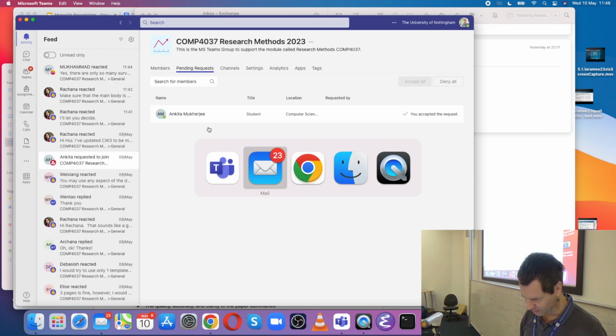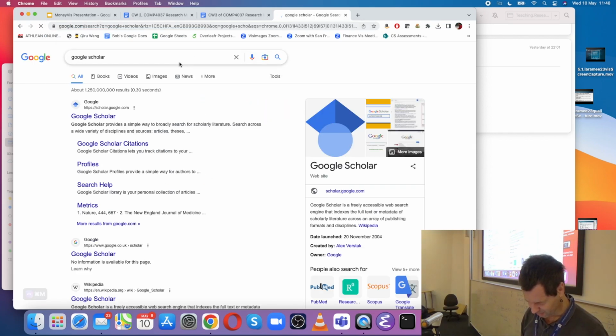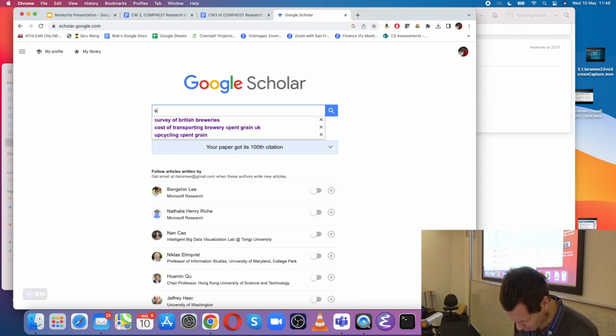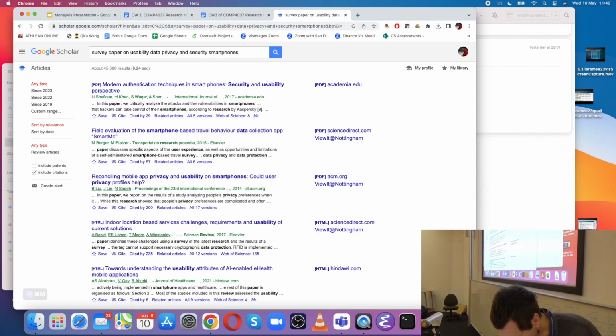Okay, well, let's have a quick look. Survey paper on usability, privacy, and smartphones. Data privacy and security of smartphones. And you already did this search. Not only survey papers, but I also checked a few more papers. Okay, this one looks really good. Did you find this one? Modern authentication techniques is about security and usability perspective. That one looks quite good. Field evaluation based on child behavior.